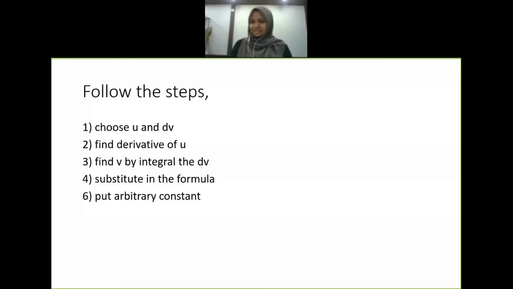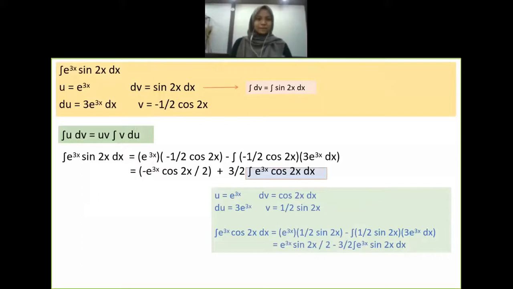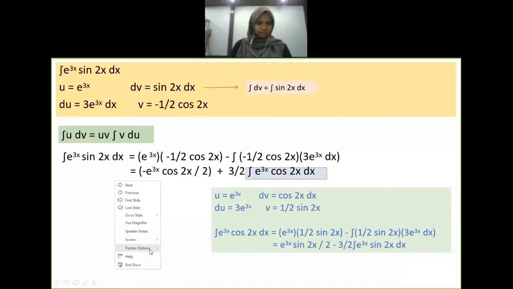This time I will show you an example, which is the integral of e to the power of 3x sine 2x dx. As you can see here, we choose e to the power 3x as u and sine 2x dx as dv. After that, we differentiate u to get 3e to the power 3x dx, and we integrate dv, so we get negative 1 over 2 cos 2x. This solution is the same as the previous lesson. Do you remember the previous lesson from teacher Kai Ling?